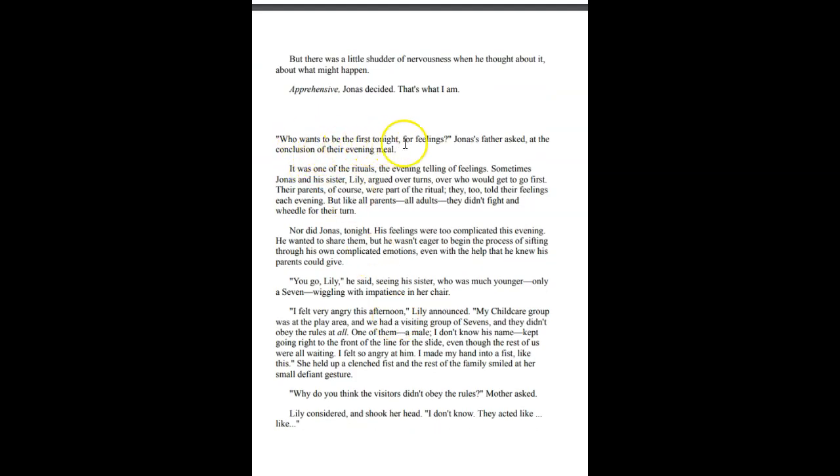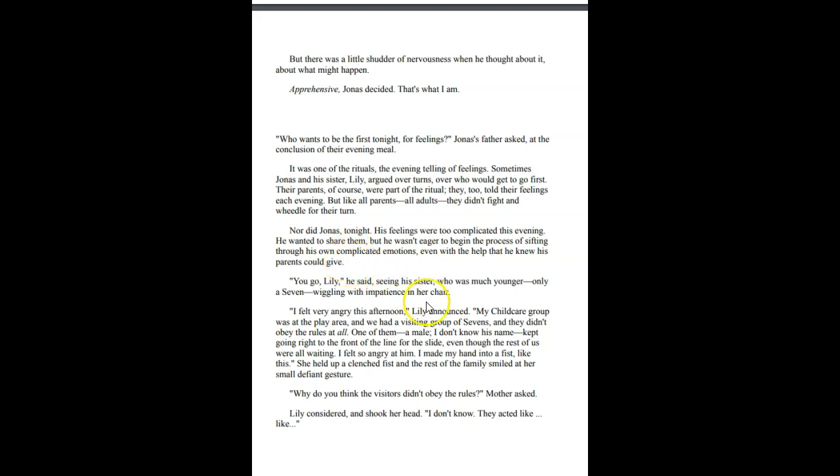"Who wants to be the first tonight for feelings?" Jonas's father asked at the conclusion of their evening meal. It was one of the rituals, the evening telling of feelings. Sometimes Jonas and his sister Lily argued over turns, over who would get to go first. Their parents, of course, were part of the ritual. They, too, told their feelings each evening. But like all parents, all adults, they didn't fight and wheedle for their turn. Nor did Jonas tonight. His feelings were too complicated this evening. He wanted to share them, but he wasn't eager to begin the process of sifting through his own complicated emotions, even with the help that he knew his parents could give.